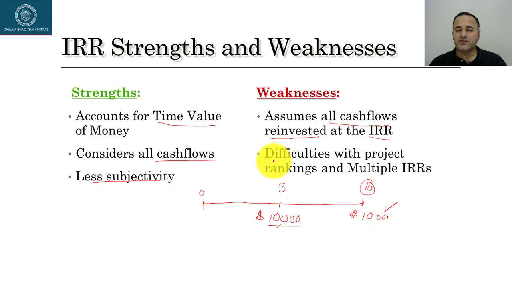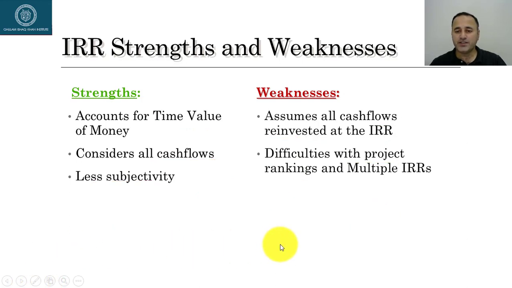The other weakness of IRR is difficulties in project ranking. And the reason it's difficult to rank different projects is, of course, that every project has a life cycle. So suppose we start a project today, and then in year 1 we are getting some money, in year 2 we are getting some money, in year 3 we are getting some money, and let's say at year number 4 actually we invest some money here, and let's say it's an IT project.